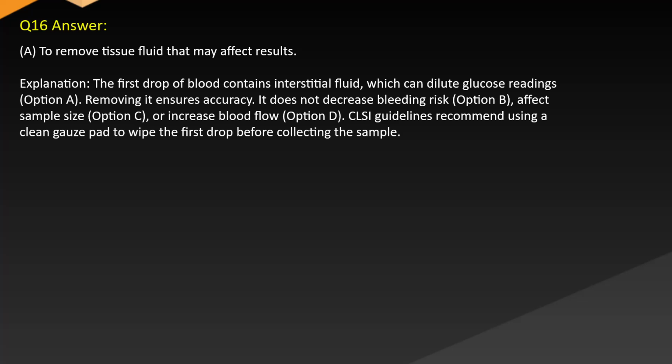Answer A. To remove tissue fluid that may affect results. Explanation: the first drop of blood contains interstitial fluid, which can dilute glucose readings. Option A. Removing it ensures accuracy. It does not decrease bleeding risk, option B, affect sample size, option C, or increase blood flow, option D. CLSI guidelines recommend using a clean gauze pad to wipe the first drop before collecting the sample.